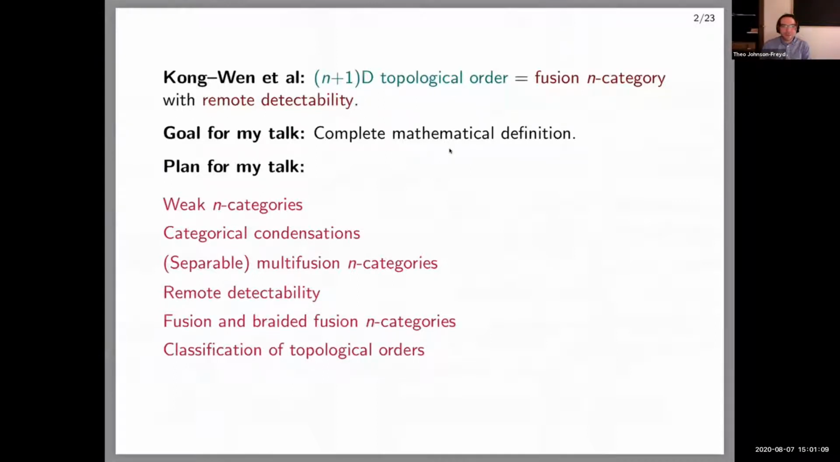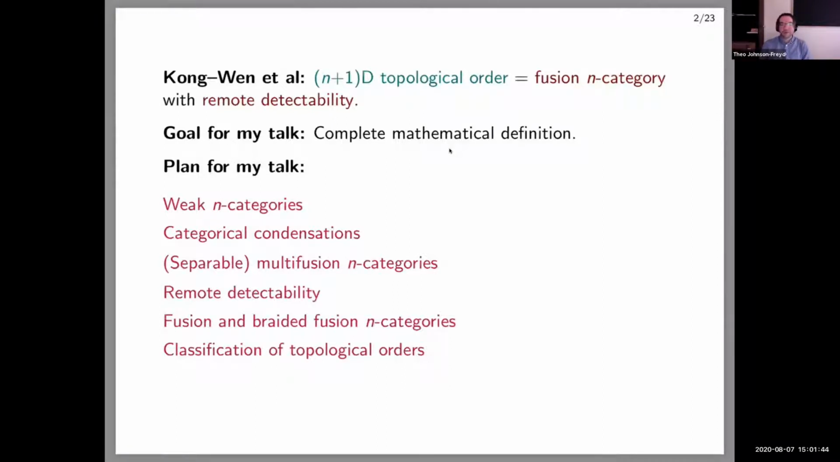My goal for the talk, which Xiaogang in his lectures already mentioned, is roughly the idea that I certainly learned from papers of Xiaogang's and Liang's: we want to define a macroscopic notion of topological order as some sort of fusion n category, with an extra axiom that they call remote detectability. What I want to do is give you an outline of a complete mathematical definition of this.